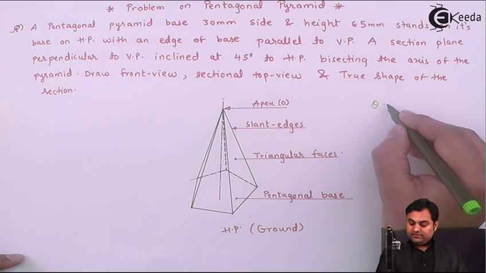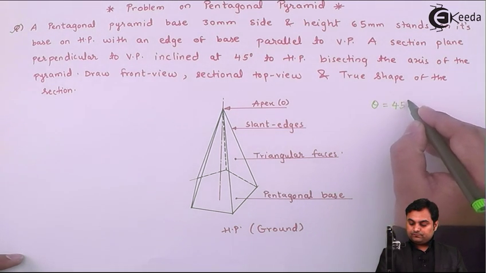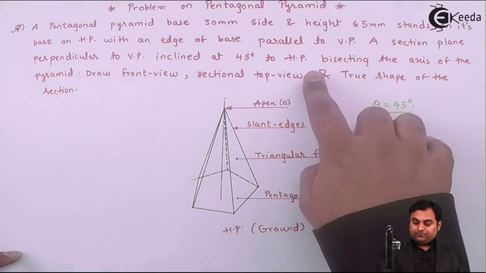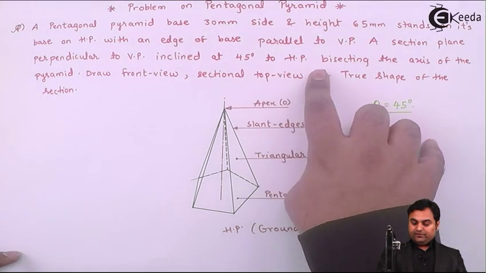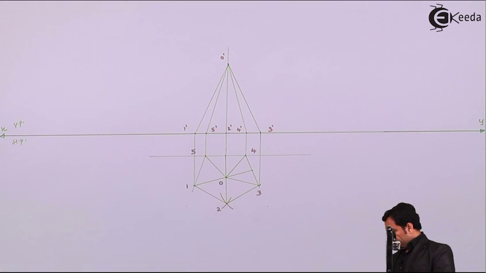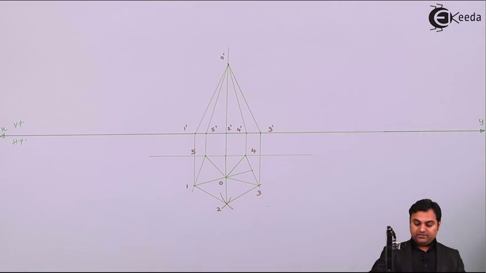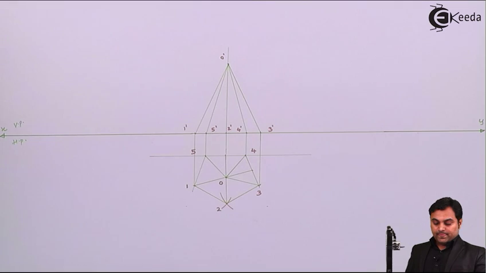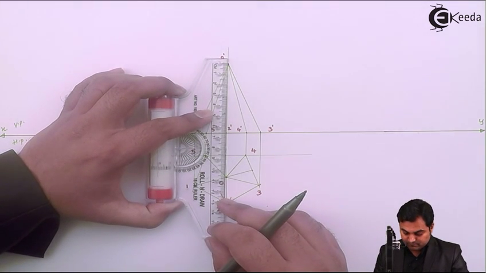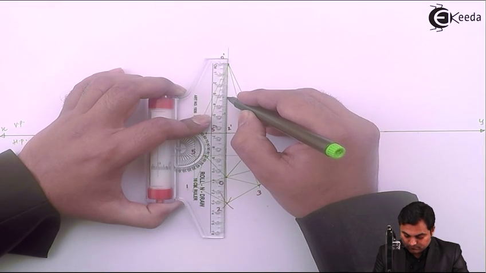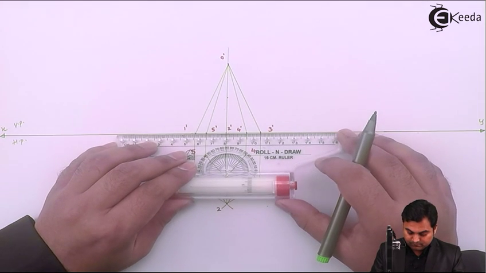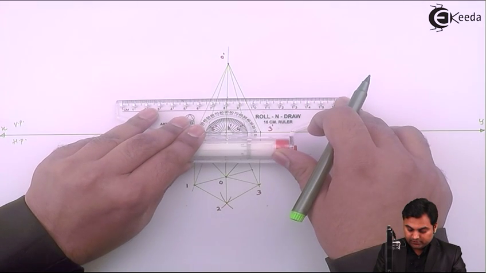Inclination with HP is given, that is theta. Now this inclination will be visible in VP. So inclined at 45 degree to HP, bisecting the axis of the pyramid. So here if we see, the axis of the pyramid is of 65 mm long. I'll take half of that. Drawing a light line through it.